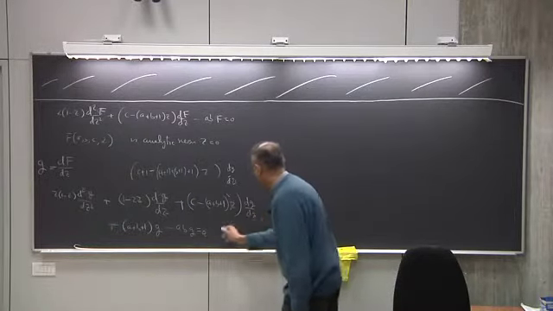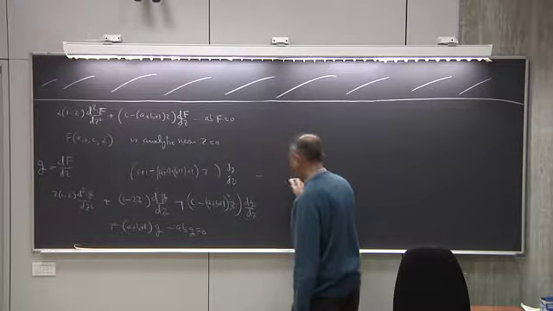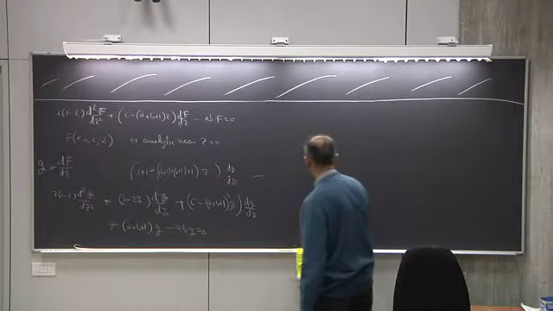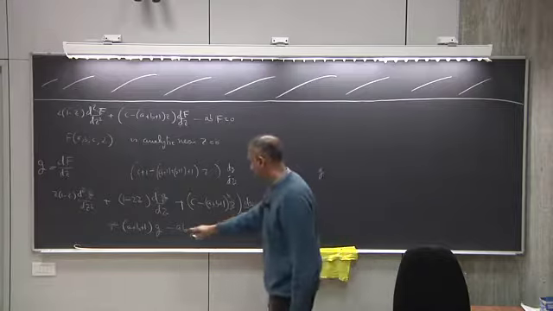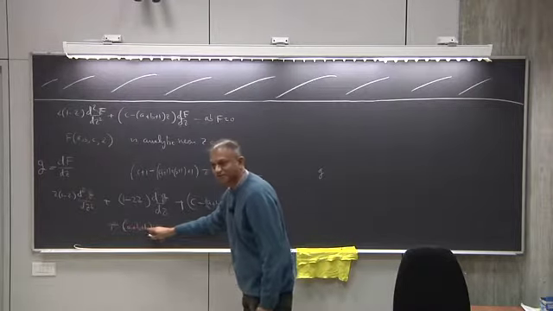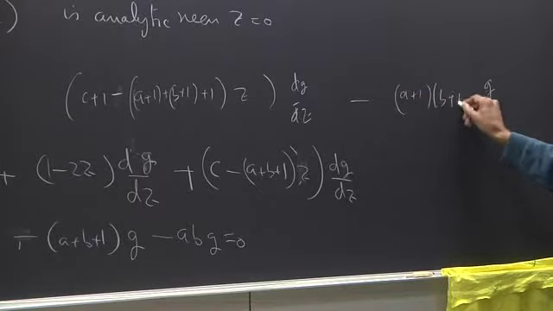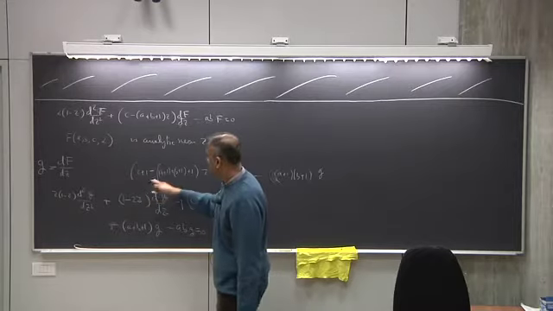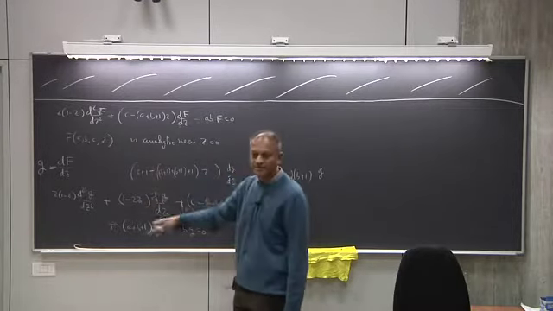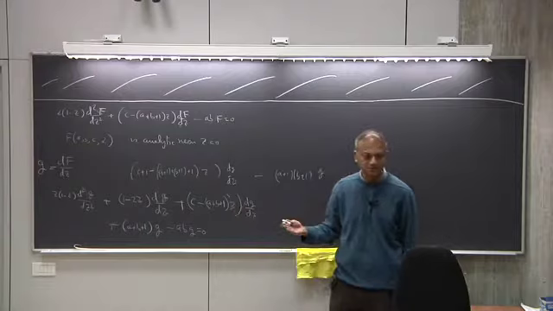And look at the coefficient of g. There's a minus in both. You get here g times ab plus a plus b plus 1, which is a plus 1 times b plus 1. You see? So it's the same hypergeometric equation, except that a, b, and c have been replaced by a plus 1, b plus 1, and c plus 1.